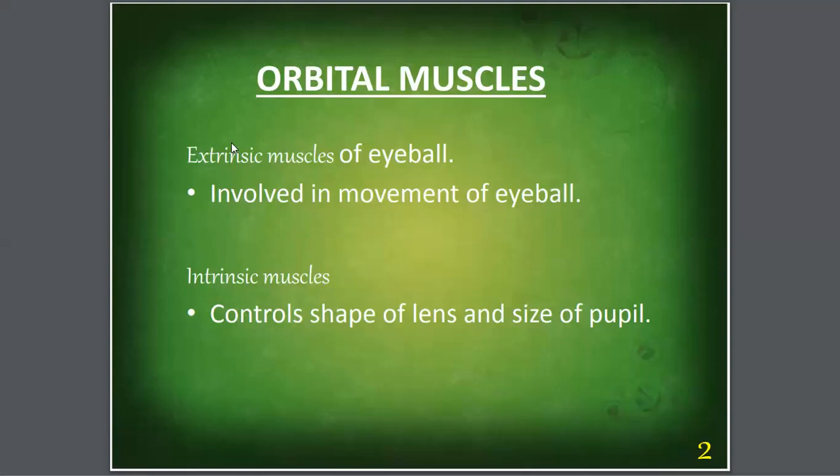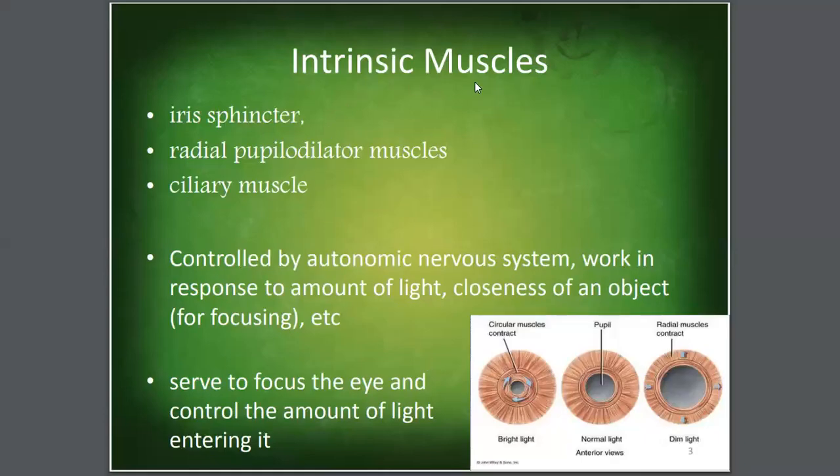The extrinsic muscles of the eyeball, as we have just seen in the list, are involved in the movement of the eyeball. We also have intrinsic muscles, which control the shape of the lens and the size of the pupil. The intrinsic muscles are the muscles seen in the iris. The center of the iris has an opening, which is called the pupil. The pupil controls the amount of light which is entering the eyeball and falling on the retina. We have sphincter muscles surrounding the pupil, this is the iris sphincter. We have radial pupillodilator muscles, and we have ciliary muscles.